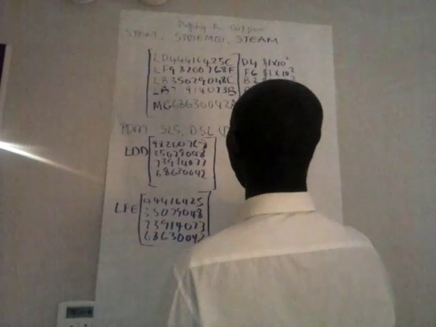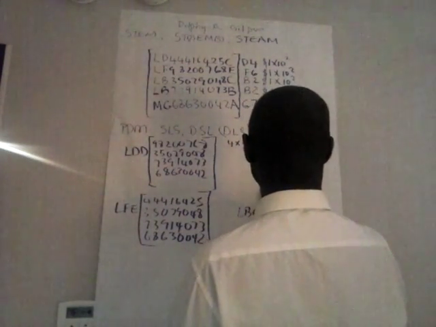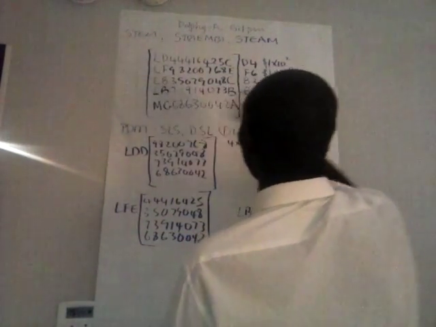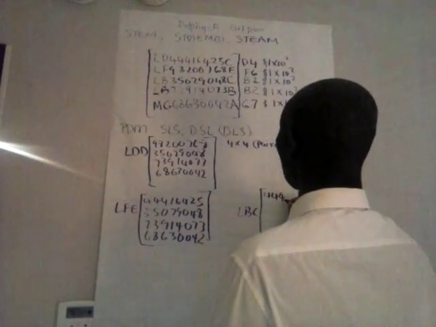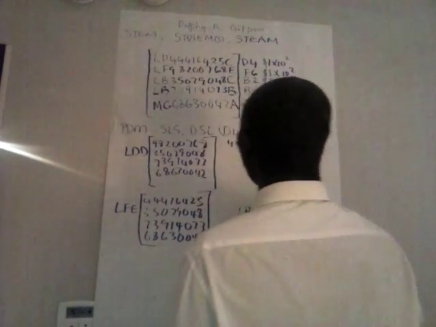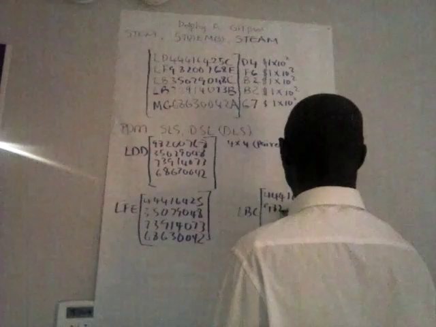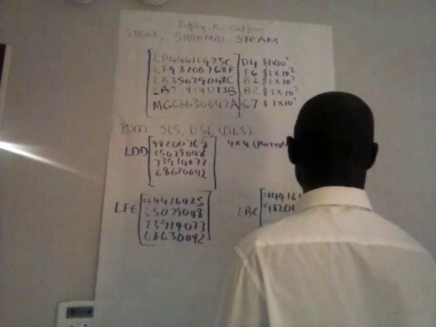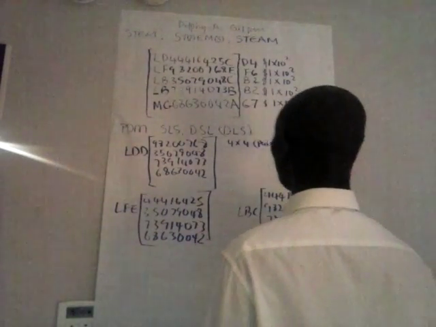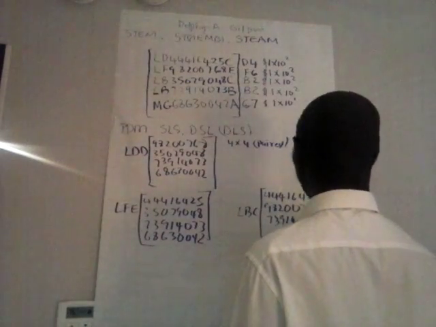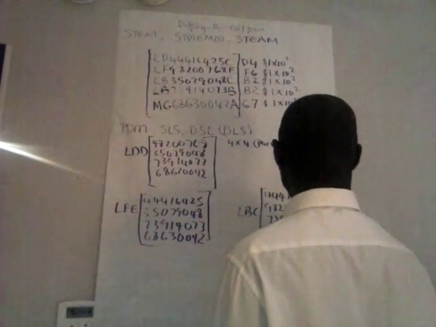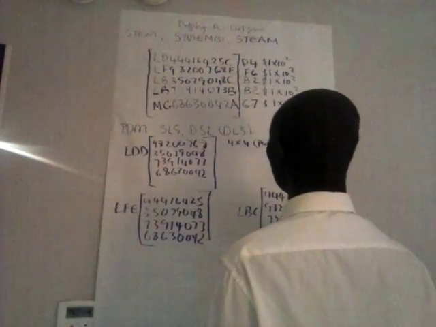Right, as we continue now, we have LBC. We're in the PDM processing now. So we have now 4 4 4 1 6 4 2 5, 9 8 2 0 0 7 6 8, 7 3 9 1 4 0 7 3 and 6 8 6 3 0 0 4 2.